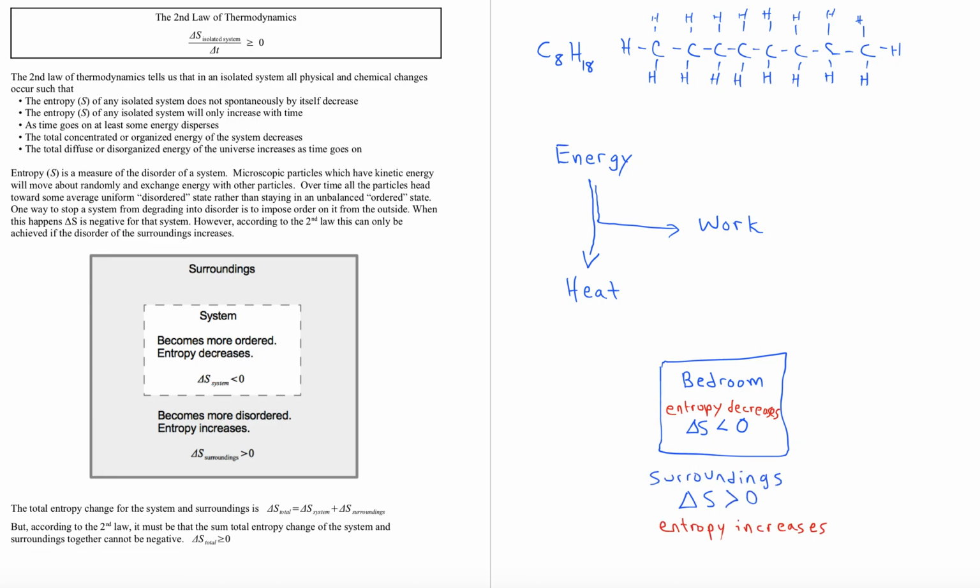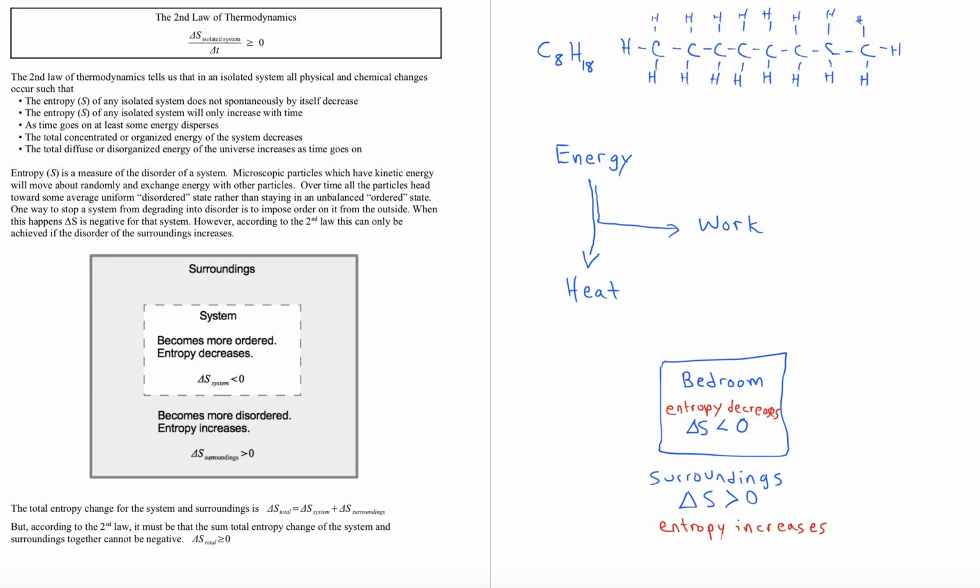But that alone is not the meaning of the second law of thermodynamics. What the second law implies is that when you decrease the entropy of the bedroom, the entropy of the surroundings has to increase by at least that same amount. If it was a perfect world, then you could increase the surroundings' entropy by exactly the same amount that you decrease the bedroom. But in reality, that never happens. In reality, the entropy of the surroundings will increase more.